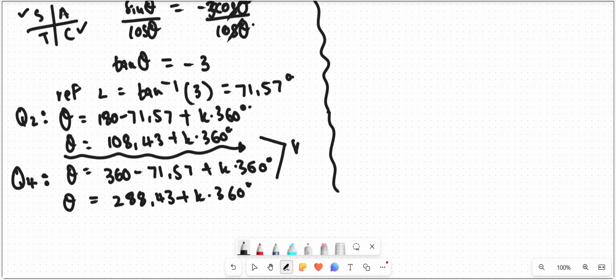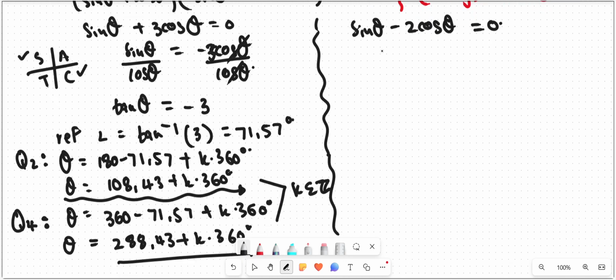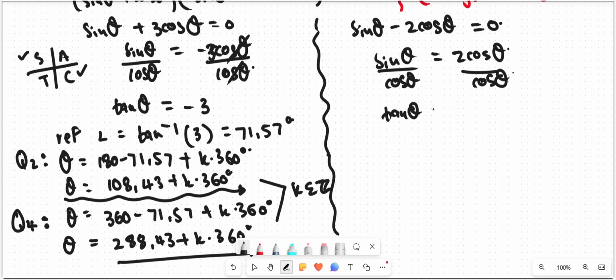And what I do is, instead of writing that K is an element of integers twice, I just write it once and I point to both solutions. So that's the one solution. The other one, I need to also take my cos to the other side. This time it will become a positive 2. I need to also divide by cos on both sides. And so tan theta is a positive 2 in this case.